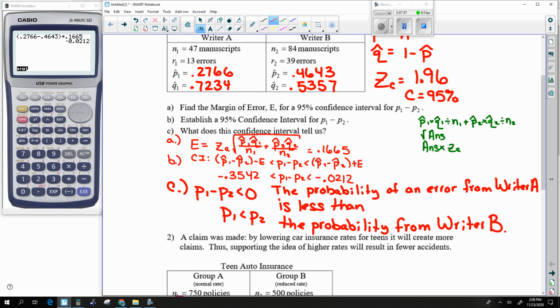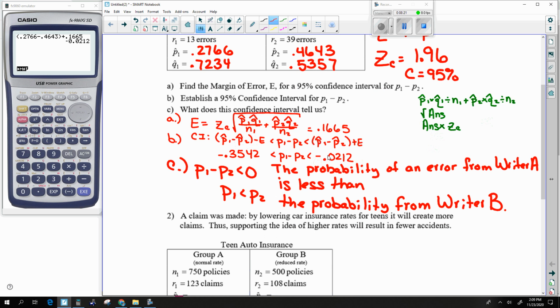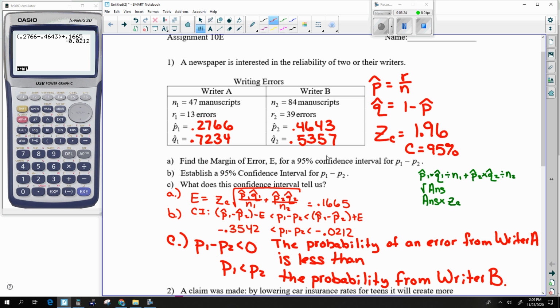So the probability of an error from writer A is less than the probability of an error from writer B. Since I already described the error, I don't have to mention it twice, but you do have to say the probability of 1 is less than the probability of 2. So again, make sure you use that word probability twice and just fill in the blanks. It's very, very similar to the averages we did in assignments C and D.